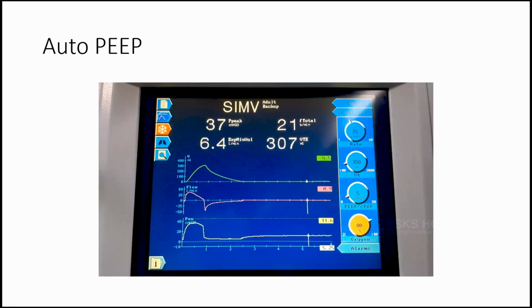Now my PEEP has gone up to 11.6. So even in this situation, my pressure has to drop down by 2 centimeters, which is to 9.6 centimeters, for the ventilator to trigger. So this patient will find it difficult to trigger, and you'll see failed triggers in such situations where there is auto PEEP. This auto PEEP can also happen when there are large tidal volumes or excessive support.